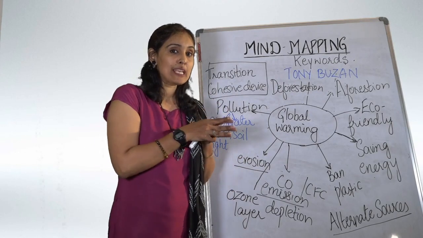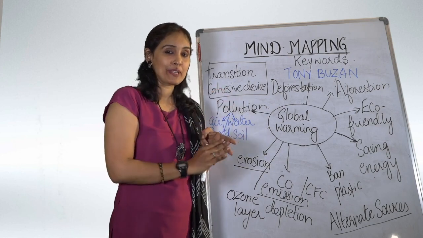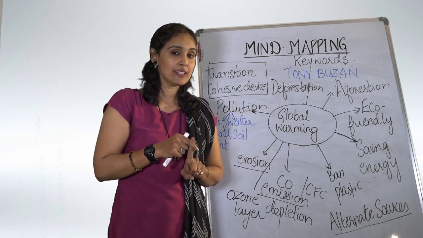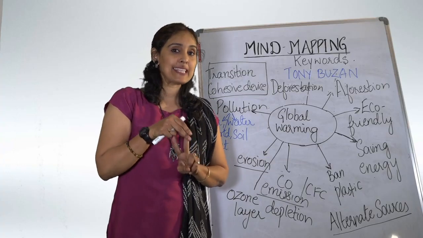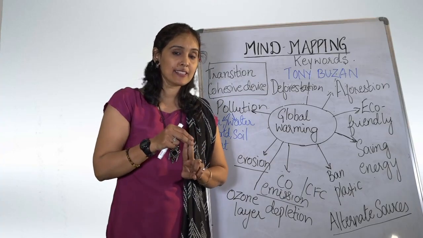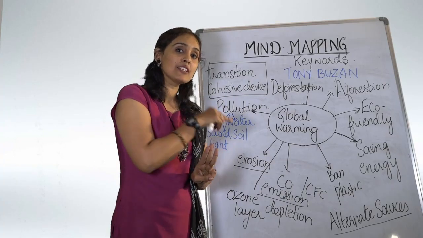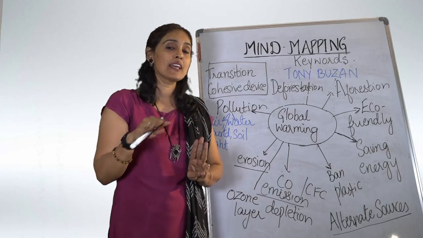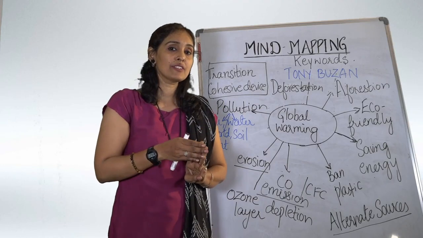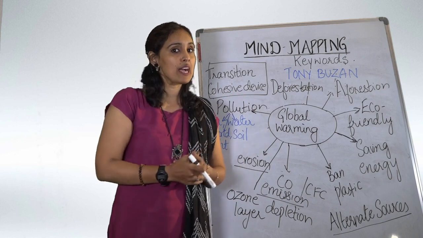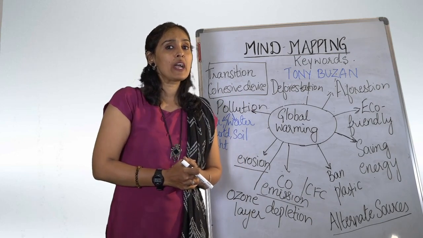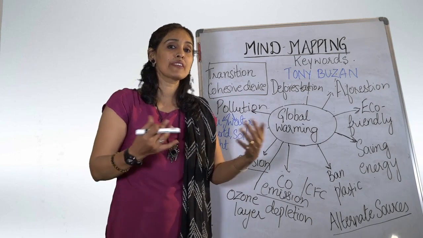The 3-step process of mind mapping happens to be: first, ideation; second, creating sentences; third, inserting the cohesive devices wherever necessary, and organizing your ideas so that you have a beautiful speech or a write-up ready.